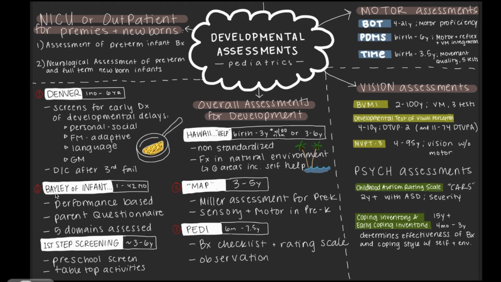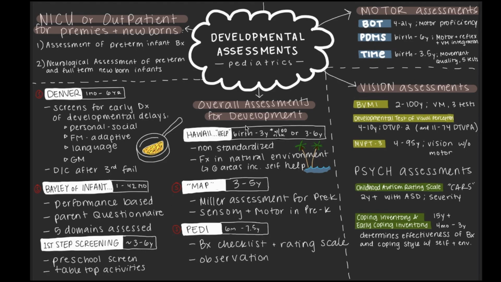Moving on to the Bailey Scales of Infant Development. This is for infants, so from 1 to 42 months is considered an infant here. It is a performance-based assessment that includes a parent questionnaire, and there are 5 domains that are going to be assessed. The main takeaway here is Bailey infant. That's what I think of when I think of Bailey. There's also the first step screening test, and this is used to screen preschool-age children in tabletop activities.